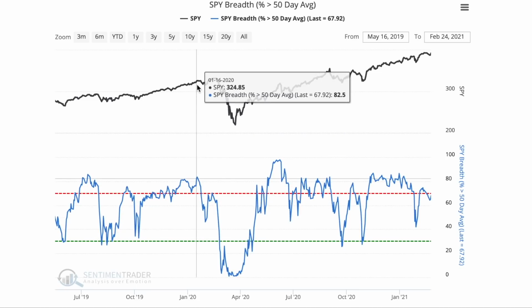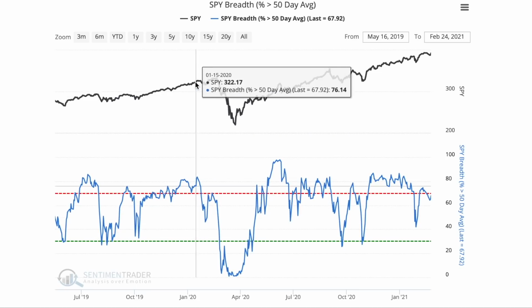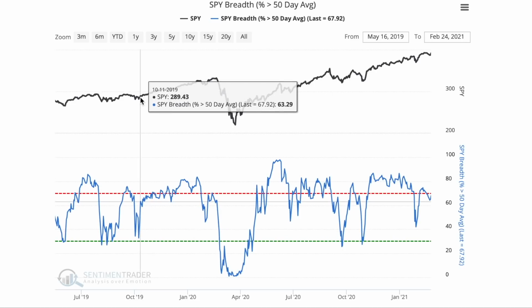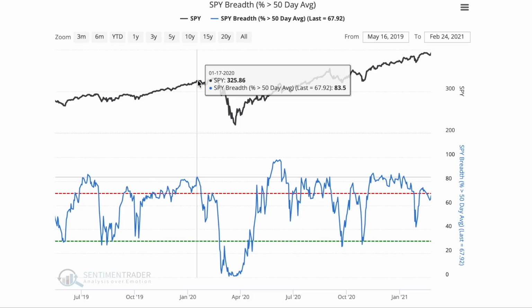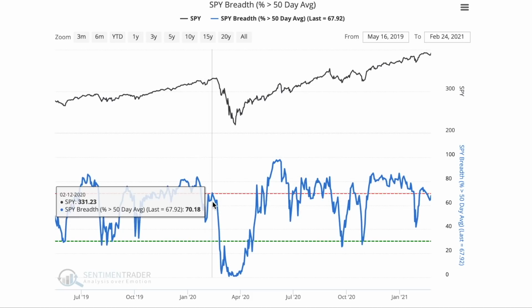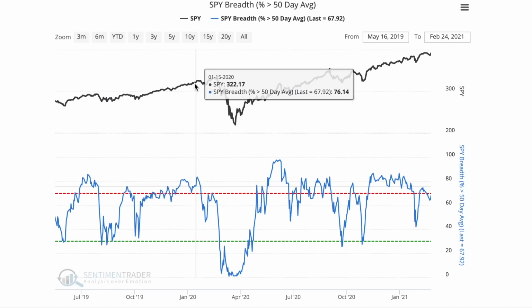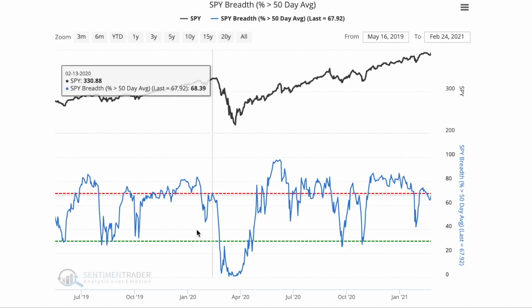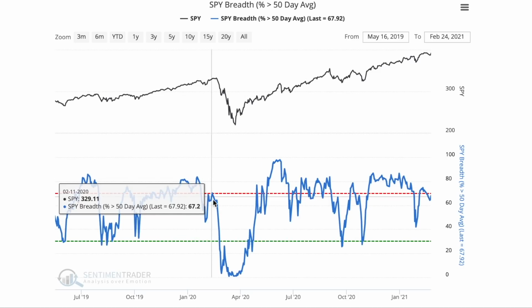That's the first example. So that was right before the COVID crash. You had very similar price action, a nice price channel here. And then you had these two highs right there. And you can see what happened to the market breadth, a large decline in breadth while the market keeps on going up. That's called divergence between price and breadth. It's a bearish indicator.